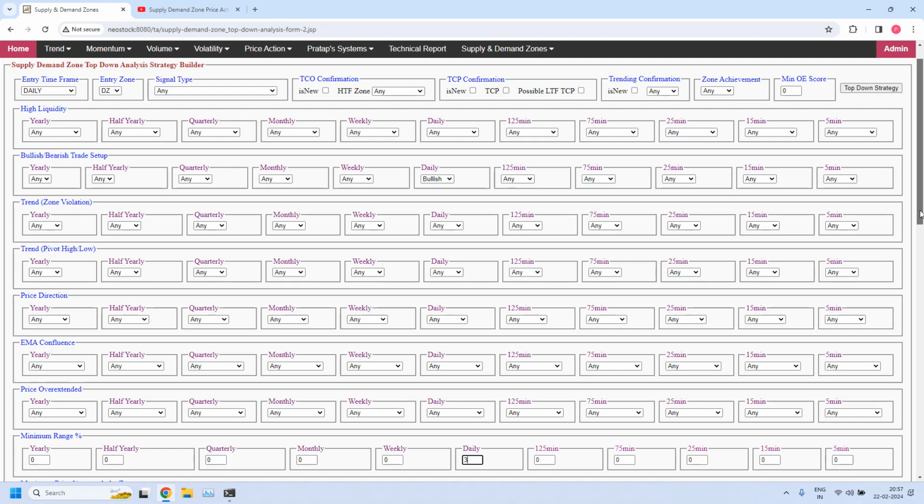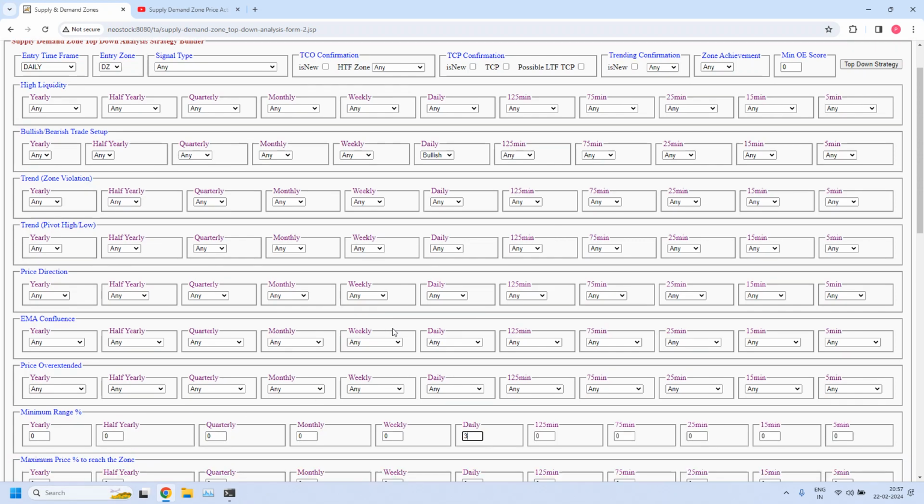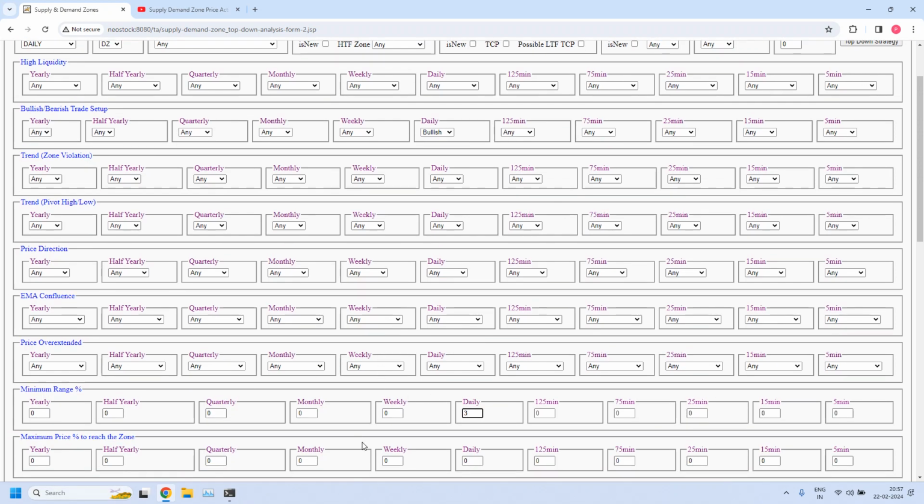And apart from that, we will also set the stocks near to the demand zone. For that, we will generate 3 reports. The first report is stocks near 1% to the demand zone. So maximum price percent to reach the zone, I am setting within 1% to the demand zone. If any stocks are there, let us find them because there are higher chances you get an entry. On daily time frame, I am setting the value 1.